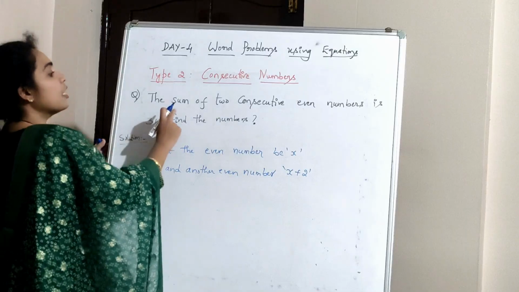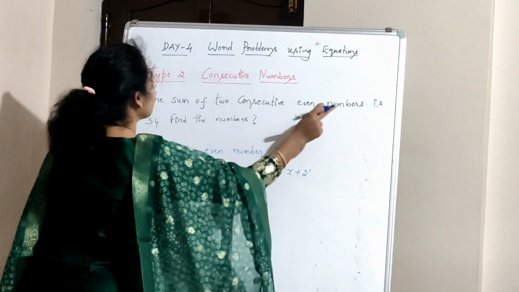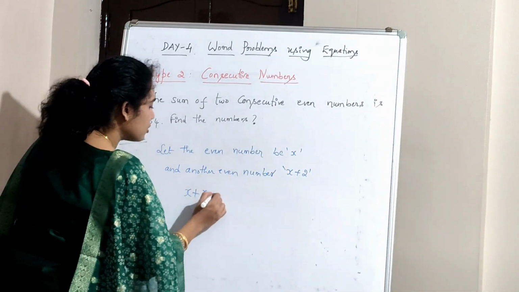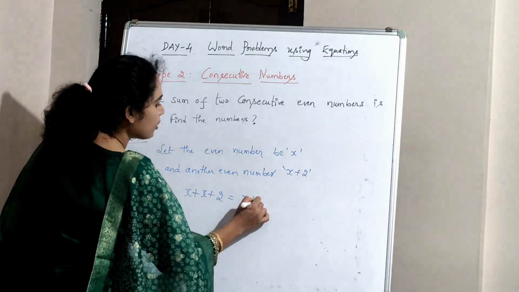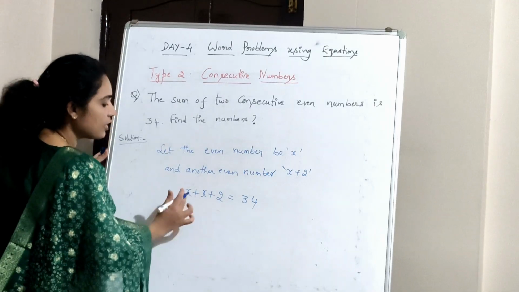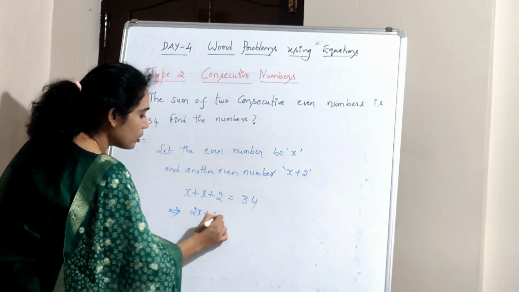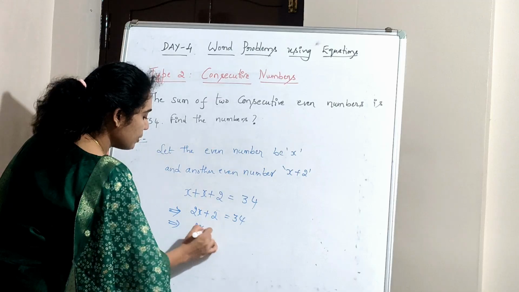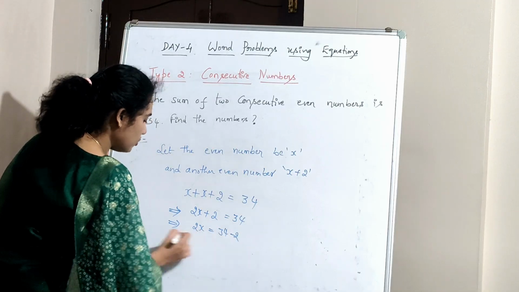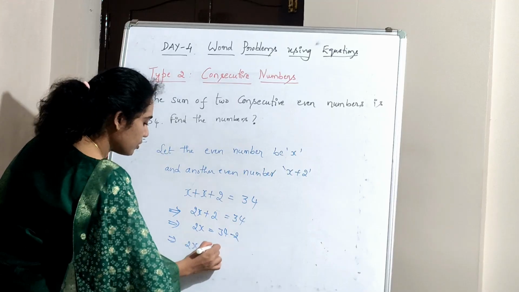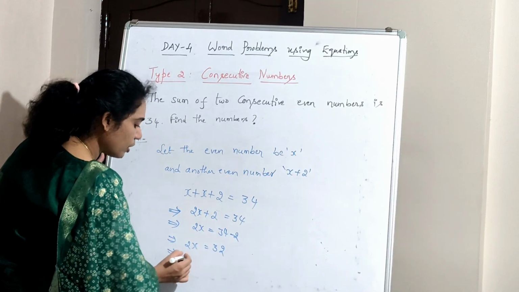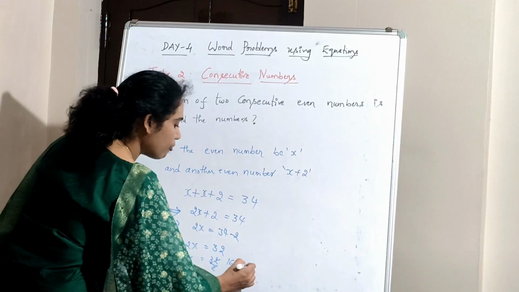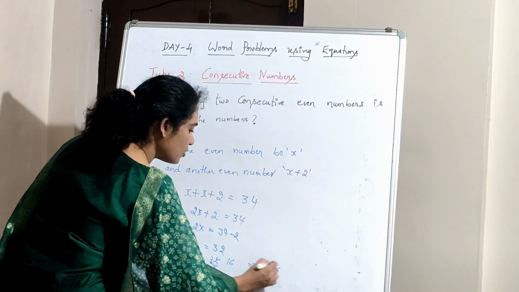Now according to the question, the sum of two consecutive even numbers is 34. Sum of these two numbers means x plus x plus 2 is equal to 34. Now simplify this equation. x plus x is 2x. 2x plus 2 is equal to 34. Now move this 2 to the RHS, it becomes minus 2. So 34 minus 2 is 32. Now 2x is equal to 32. x is equal to 32 by 2, that is 16. So therefore x is equal to 16.